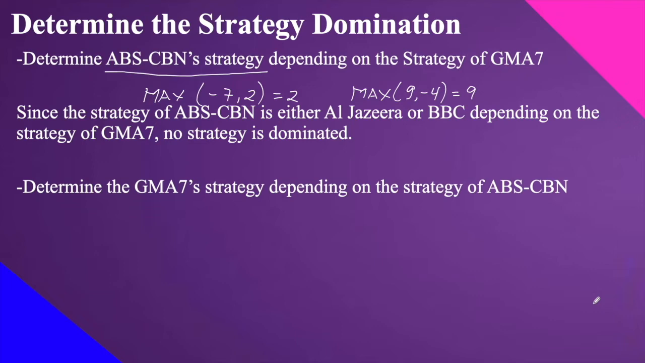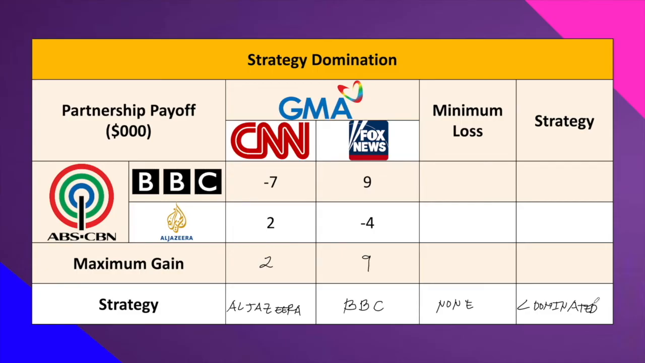Second na gagawin natin is to determine the GMA7's strategy depending on the strategy of ABS-CBN. Baliktad naman. Ang perspective naman natin ngayon, pansamantala lang, will be for GMA7. Okay? So, let's go back to our table. So, as you can see here, guys, if ABS-CBN partners with BBC, ang payoff niyan sa perspective ni ABS-CBN is -7 and +9. On GMA7's, ABS-CBN yun, no? On GMA7's perspective, this will be +7 and -9.